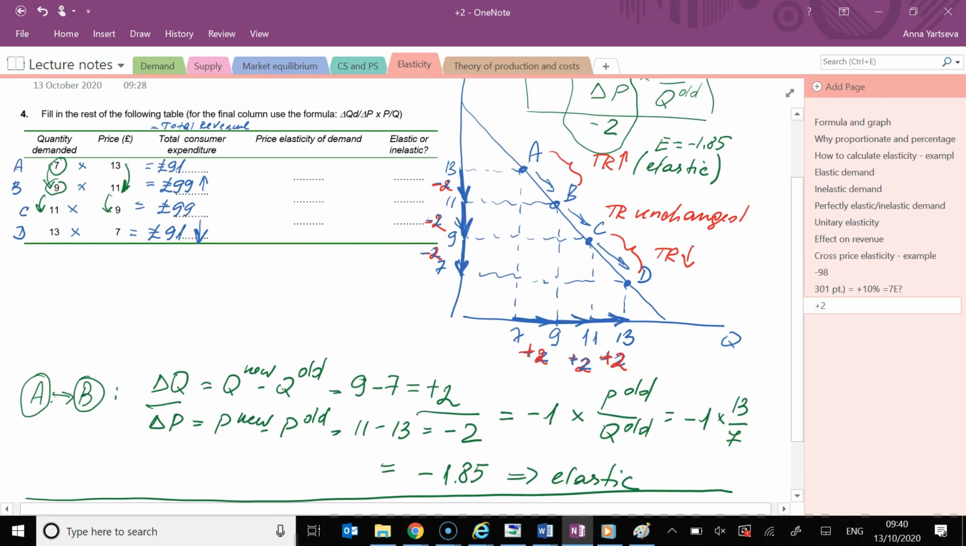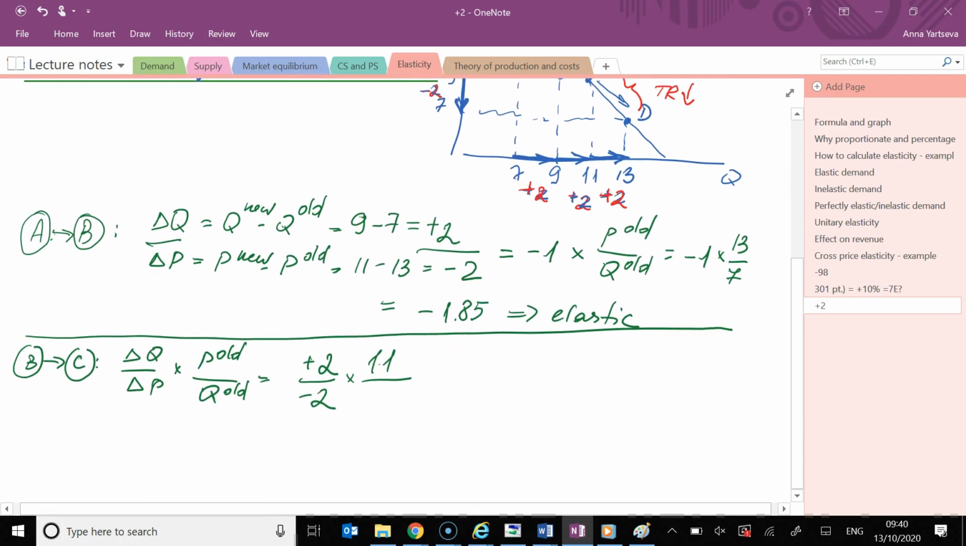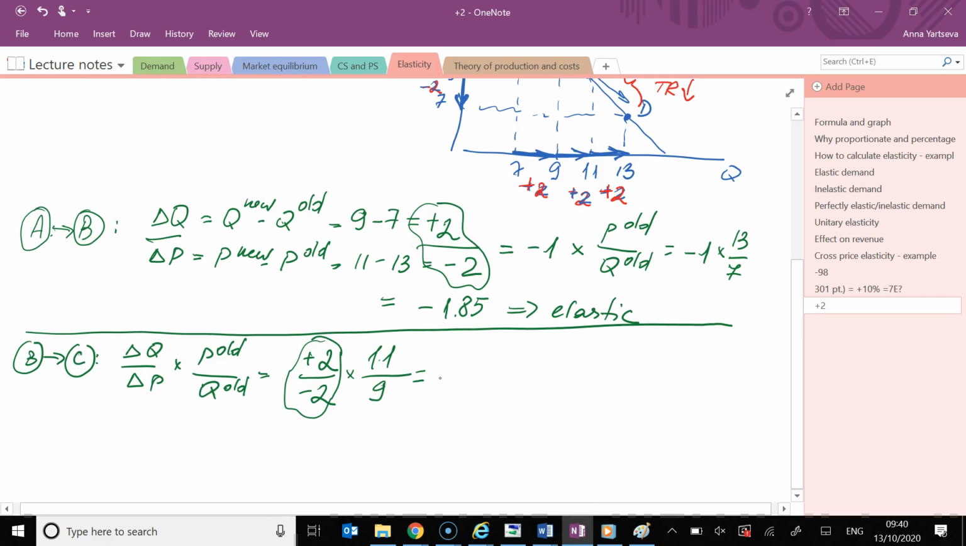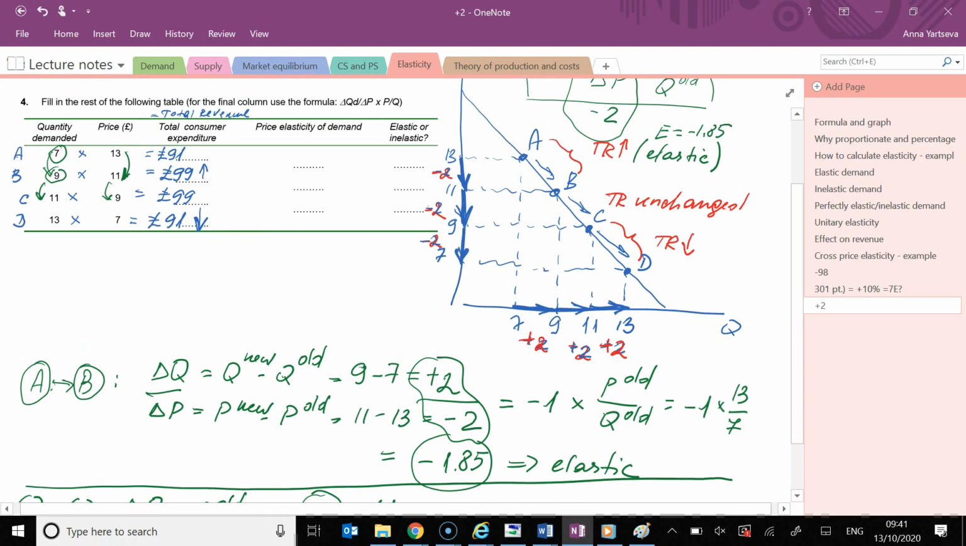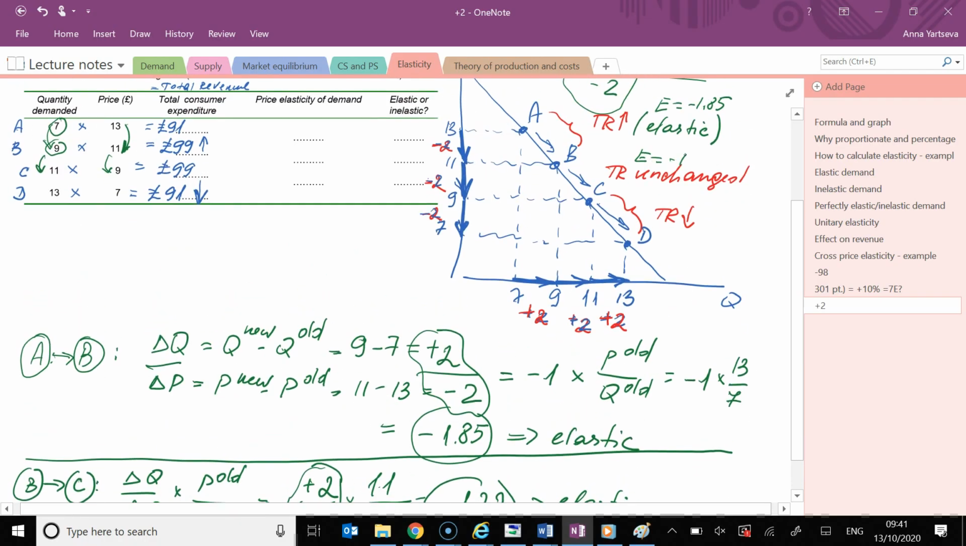What is old quantity at point B? It's 9. We start with 9 units, and then we move away from this point. Original price was 11, original quantity was 9. So this part of the formula is the same as before. The only difference will be different original prices and quantities. And the answer here, if you divide 11 by 9, you will get 1.22. So it's still elastic. In absolute terms, it's greater than unity, but the value is different. So here, our elasticity between these 2 points is minus 1.22. Still elastic, but considerably lower.